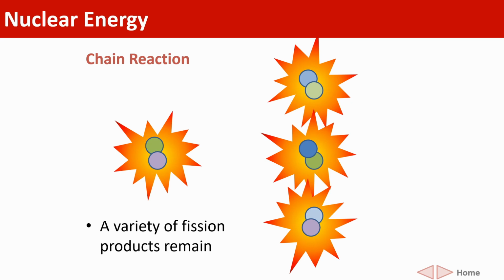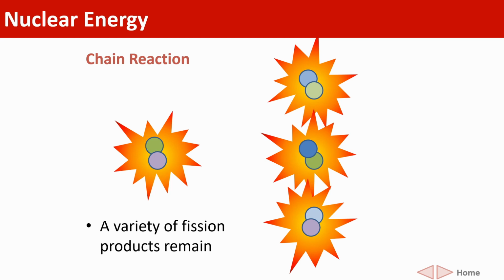So, important thing to remember, the fuel is uranium-235, which is a heavy nucleus. It absorbs a neutron and splits into smaller nuclei, releases further neutrons, and those neutrons will cause the fission or splitting of other nuclei, and so on.